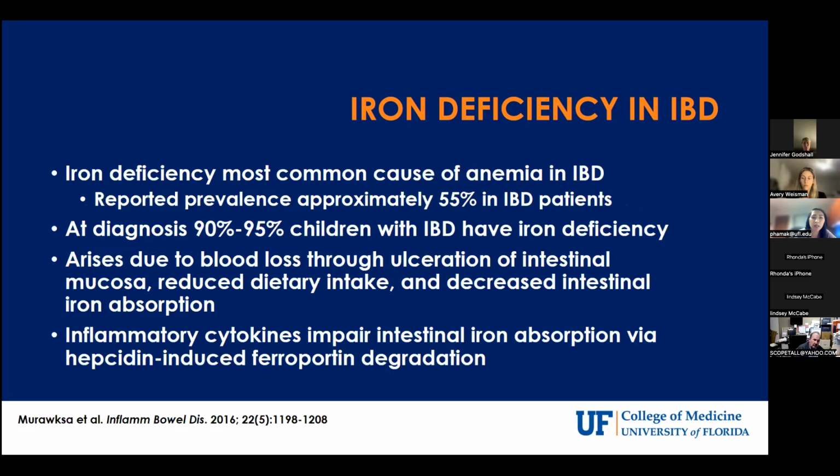And so hepcidin is upregulated in states of inflammation such as IBD and a variety of rheumatological conditions. Iron deficiency is the most common cause of anemia in IBD. It's very prevalent in children. Up to 95% of children with IBD have iron deficiency, and it's definitely the most common extraintestinal manifestation of IBD.